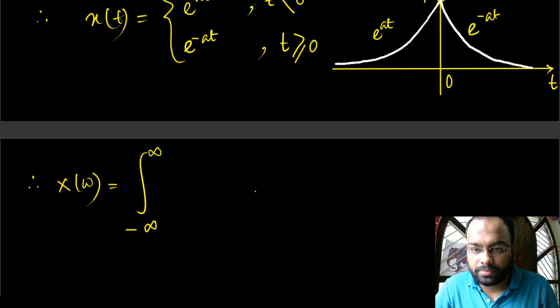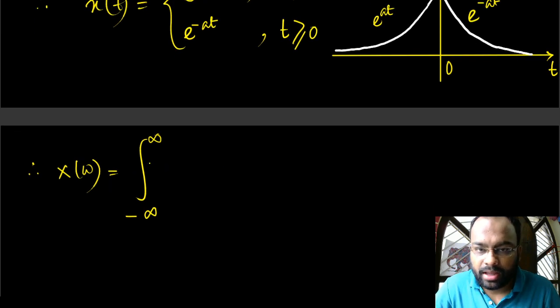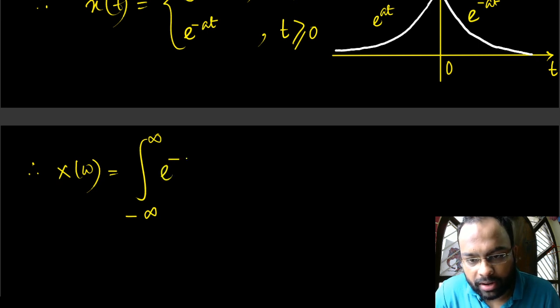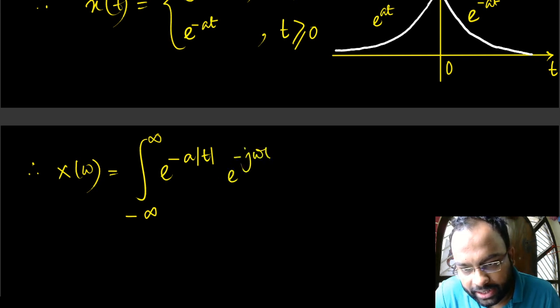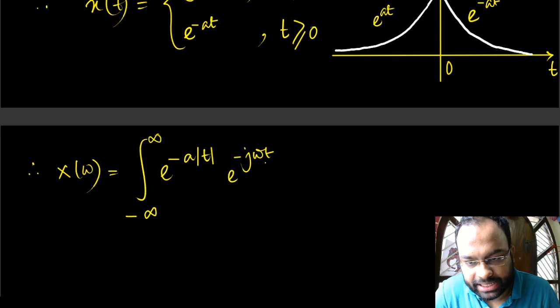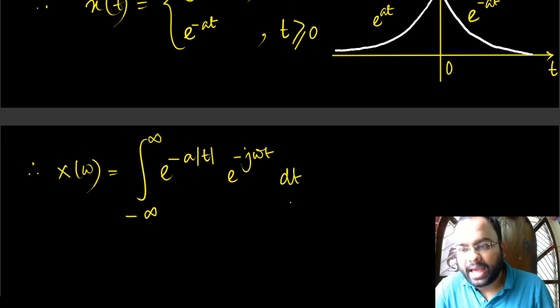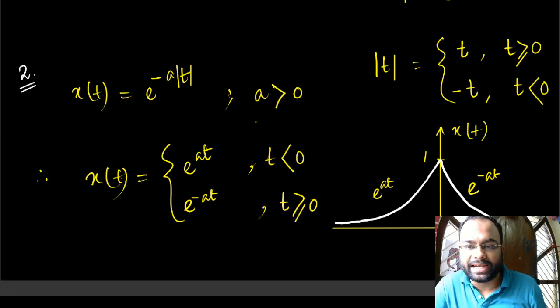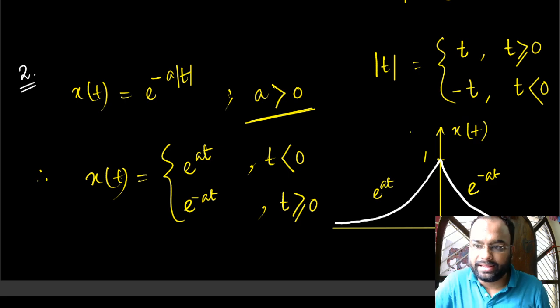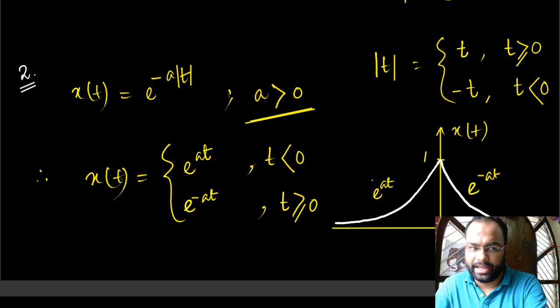So with that said, that's the integration, and we are doing it on the signal, right? So e to the power minus a mod t, and then e to the power minus j omega t. So that's x(t). This is x(t) dt. And again, the assumption here is that a is greater than 0, right? Unless a is greater than 0, none of these would decay, right?